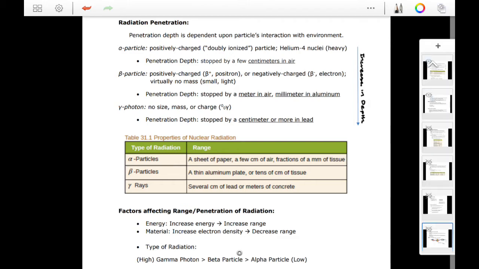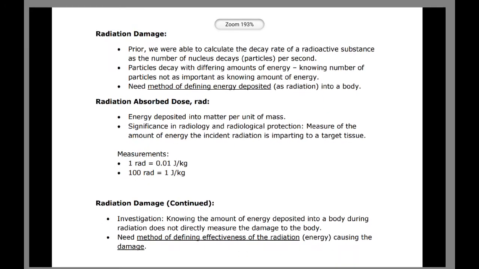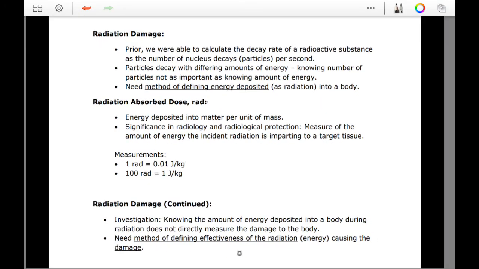What I want to talk to you about next is radiation damage, and move into radiation absorbed dose. Previously we saw that we were able to calculate the decay rate of a radioactive substance as the number of nucleus decays or particles per second. But this doesn't really account for the amount of energy that is being emitted into a body.